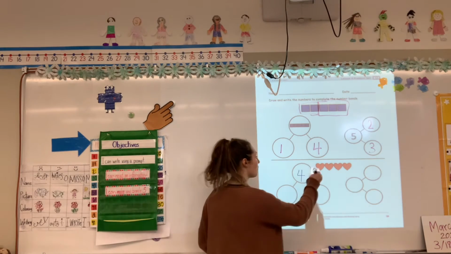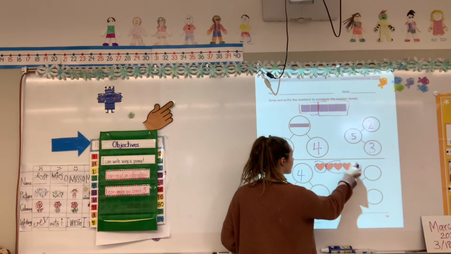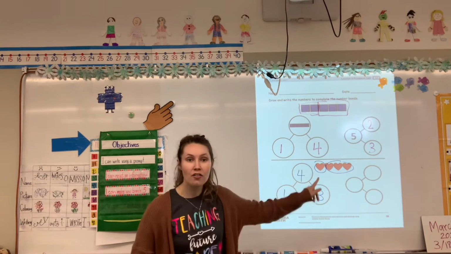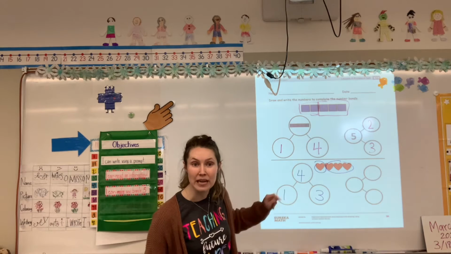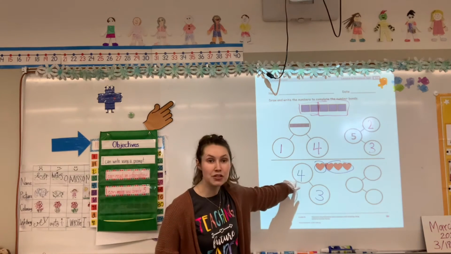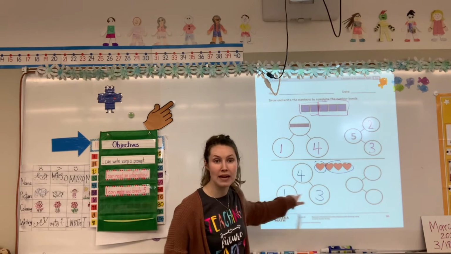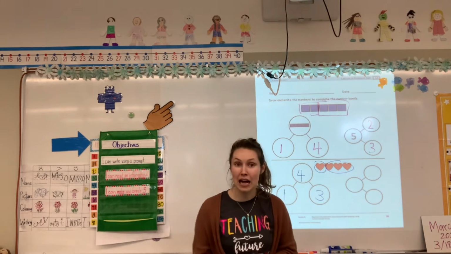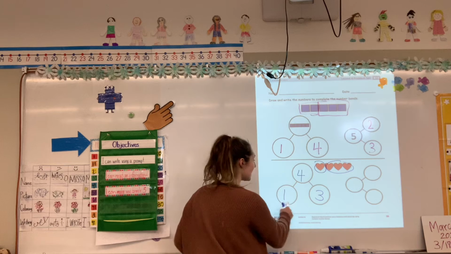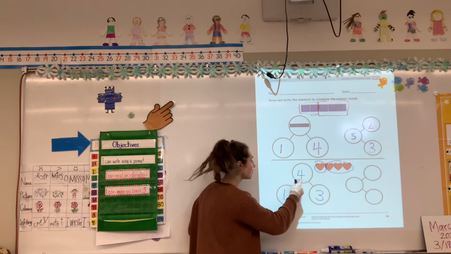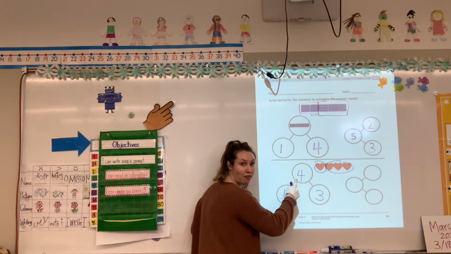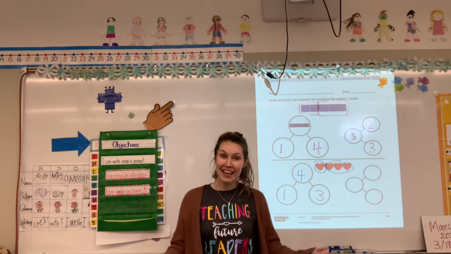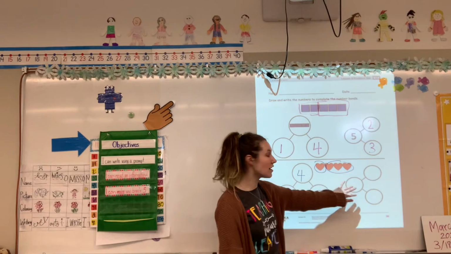How could you break apart that group? Well, you could start with 1 and 3. 1 and 3 make 4. 4 is 1 and 3. 4 is equal to 3 and 1, or 1 and 3. So remember, we can say our number sentence in a couple ways. We can say 1 and 3 make 4, or we can start with our total. 4 is 1 and 3. Nice job. Let's come up with another way to show this.